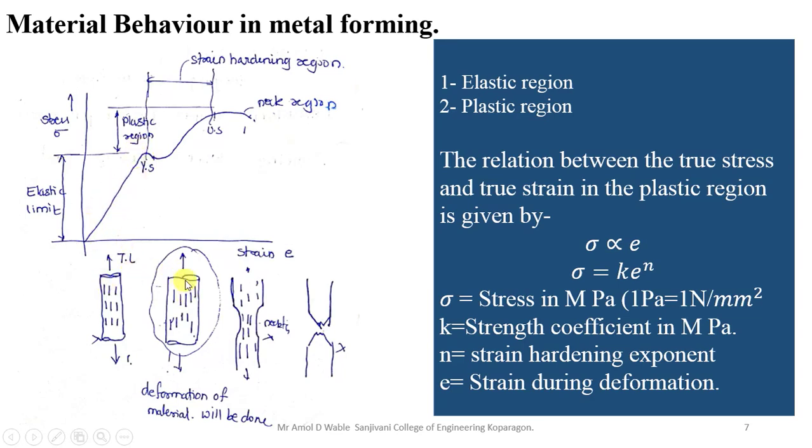Further, when you apply a load, the load will be such that it will try to move this grain from its original position, and after moving, a new position of the grain will be taking place, and it will not regain its original position. So during this region you will find that deformation is now taking place, the material is changing its shape. So that region is defined as the plastic region zone.